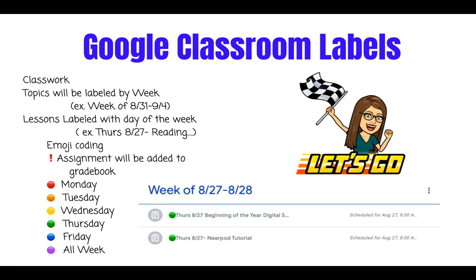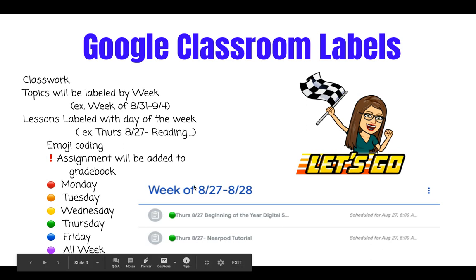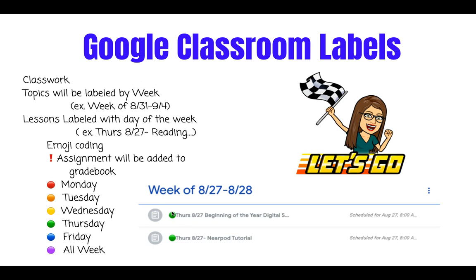If you look at the picture down towards the bottom, this image right here, it shows you again the week at the top for the topic. And then it shows you that this is an assignment. You learned that before. And then the green is that it's an assignment for Thursday, and then you can click on it to see what the actual assignment is. So the color coding is important. The exclamation is important. You know that's going to be a grade.